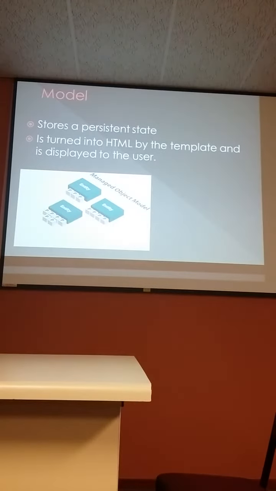Next, we have the model. The model, as we've all used models before in object-oriented programming, stores a persistent state. It is turned into HTML by the template and displayed to the user. So it converts the model into HTML, displays it to the user, and then converts it back to the model when the template changes.